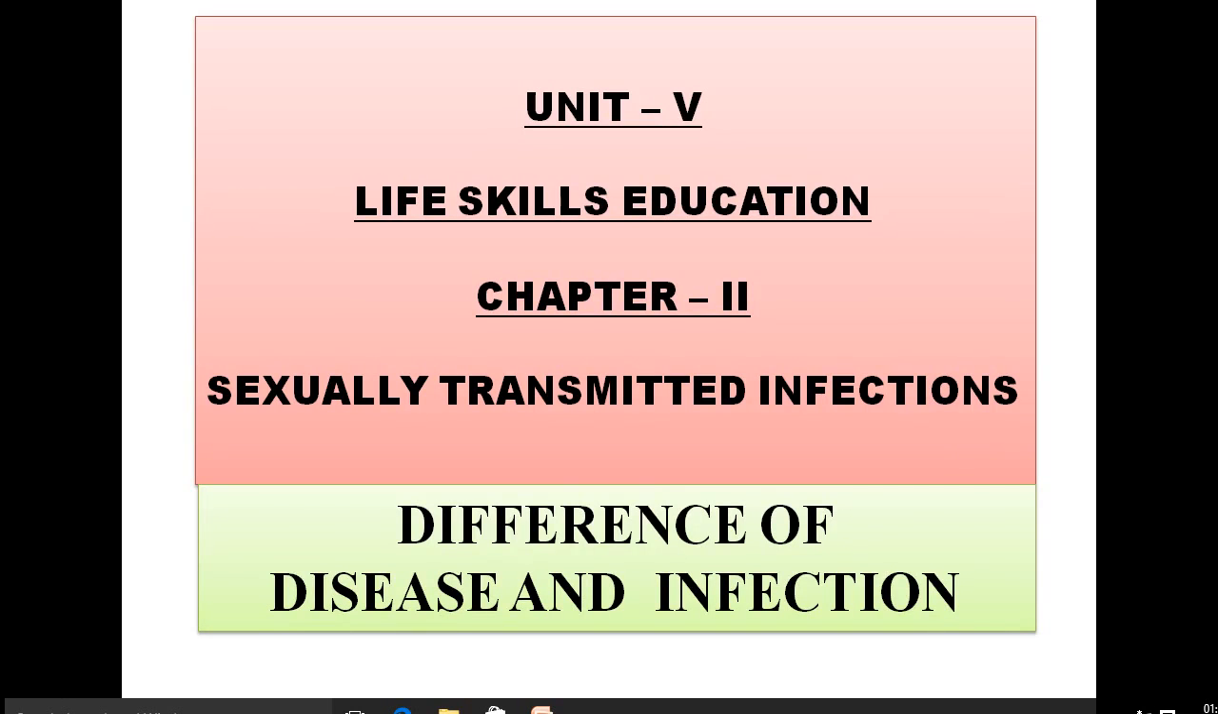Unit 5 is about life skills education, and Chapter 2 of this unit is sexually transmitted infections. The topic here is to know the difference between disease and infection. Most of the time, people get confused with these two words and use them interchangeably. But these terms are totally different in their meanings and applicability, though they share the same passage and reasons of occurrence. Now let us first see what infection is.